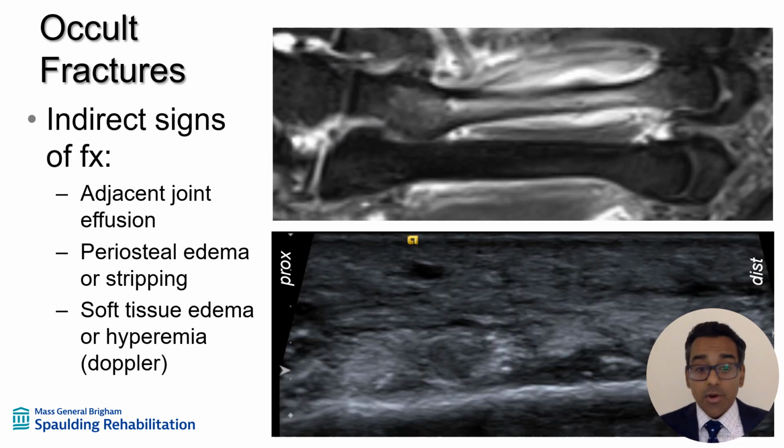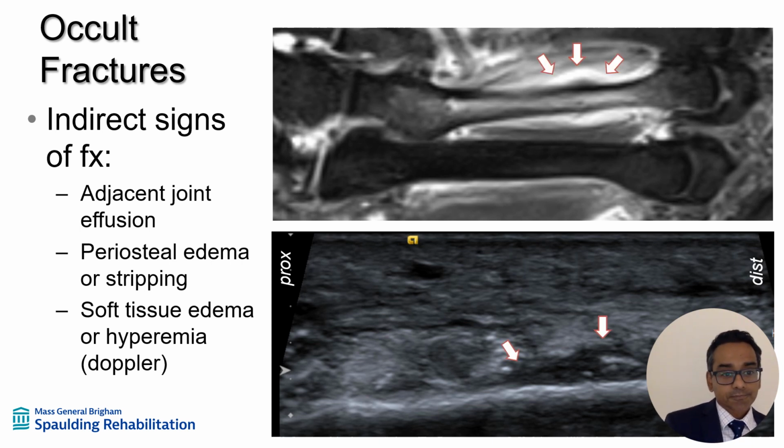Fortunately, we have an MRI correlate here. And so here's a view of that third metatarsal. Remember the picture that I showed you before, hyperechoic with a little periosteal stripping. We see the exact same thing here on the MRI. The only thing that the MRI does tell us that ultrasound does not, by the way, is the edema in the bone itself, which is very significant, which is very suggestive of a fracture here. So here we have indirect signs of a fracture.